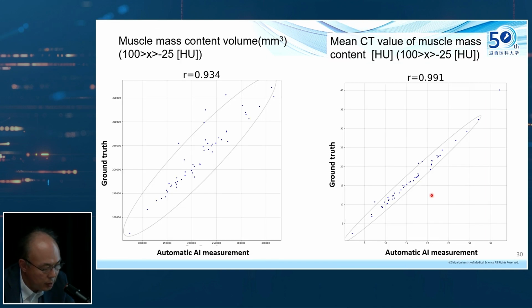Yes, this is a result of the muscle mass component volume and mean CT value of each muscle by ground truth evaluated by the radiologist and automatic AI measurement. Yes, there is very good correlation between AI measurement and the ground truth by radiologist for both muscle volume and the mean CT value of the muscle.